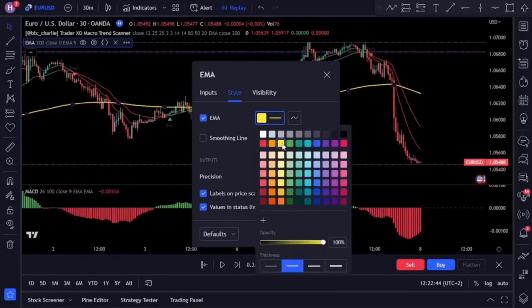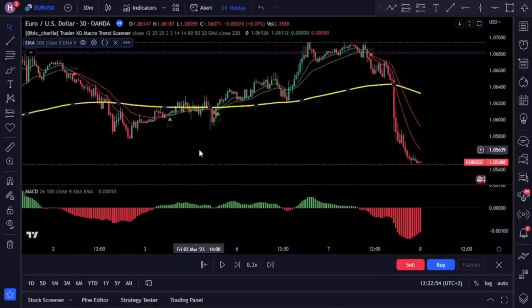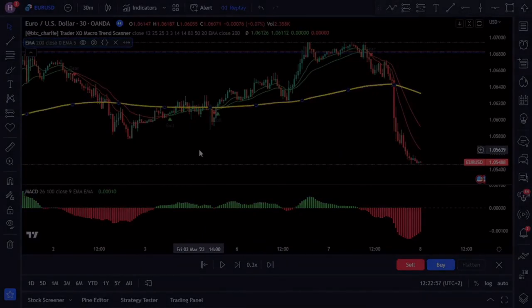This moving average line shows us the direction of the market's trend. Suppose the price is above the moving average. This means the market is on an uptrend, and if the price is lower than the moving average line, it means the market is in an overall downtrend.